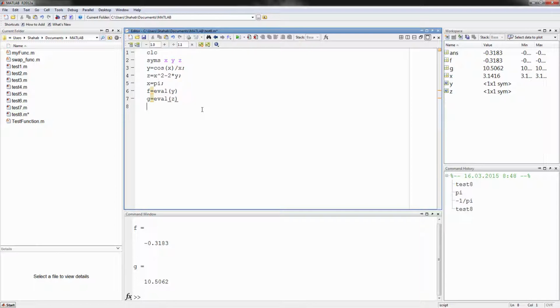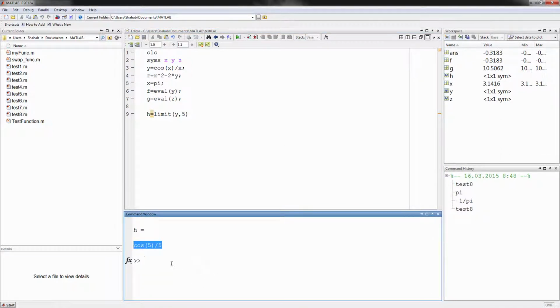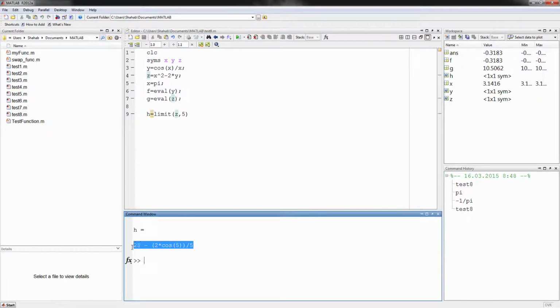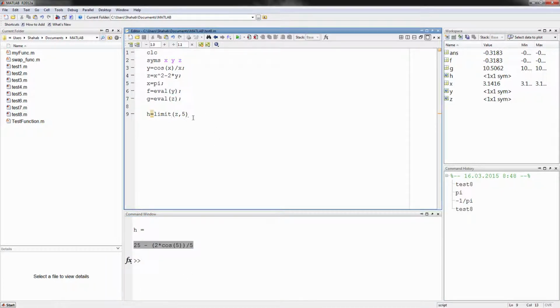Now assume we want to find the limit of a function. I am using a function in MATLAB called limit, and I say, let's see, y and 5. Let me put the semicolon in here so we don't see it, and if I do it, it says that the limit is cosine 5 over 5. Or let's see what is the limit of z and 5, and it says that the limit is 25 minus 2 multiplied by cosine 5 divided by 5. So it calculates the value of the limits.